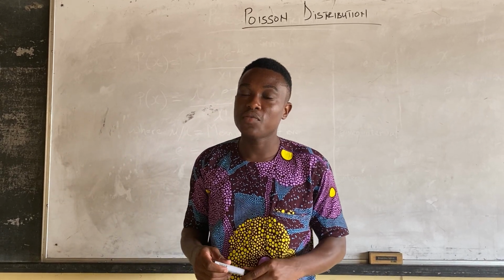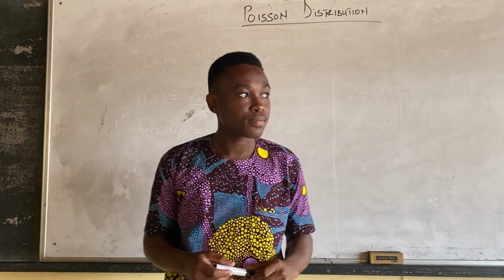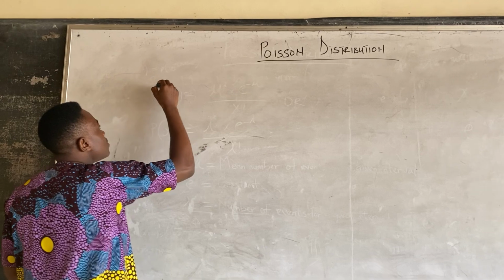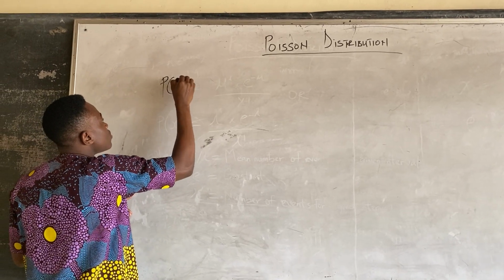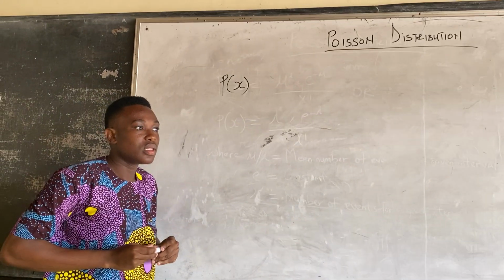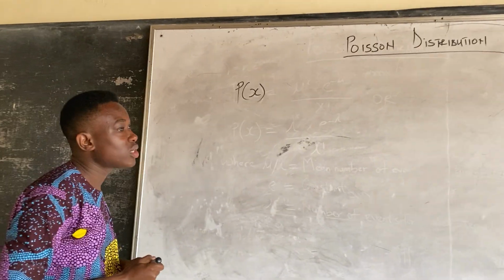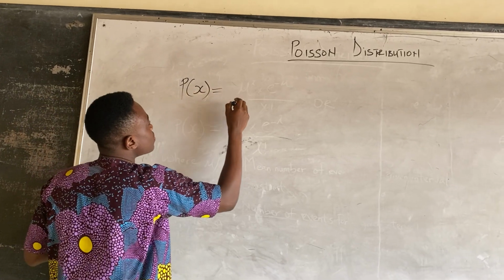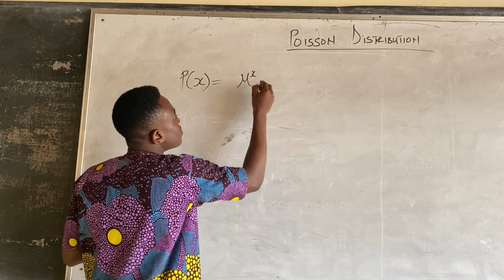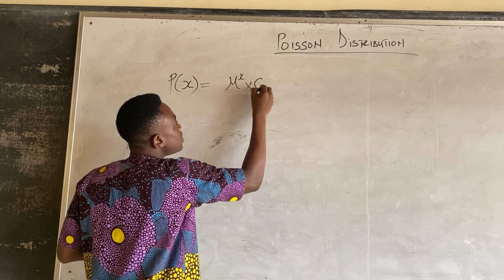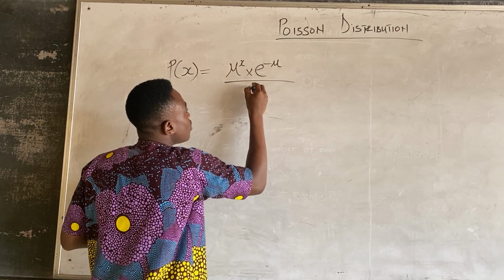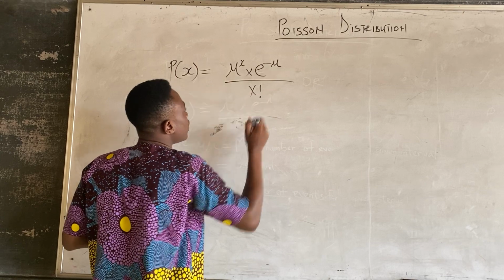Let's quickly look at the formula for a Poisson distribution. For any random variable, the formula for a Poisson is given as mu exponent x multiplied by e exponent minus mu all over x factorial.